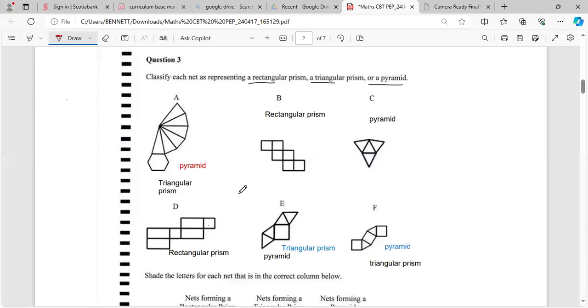Sir, I think it's a pyramid because they have mini triangles, and it goes all around. And it kind of forms a triangle shape at the top. All right. This is my opinion. I say it's a pyramid. So I think this one is a pyramid, not a triangular prism.